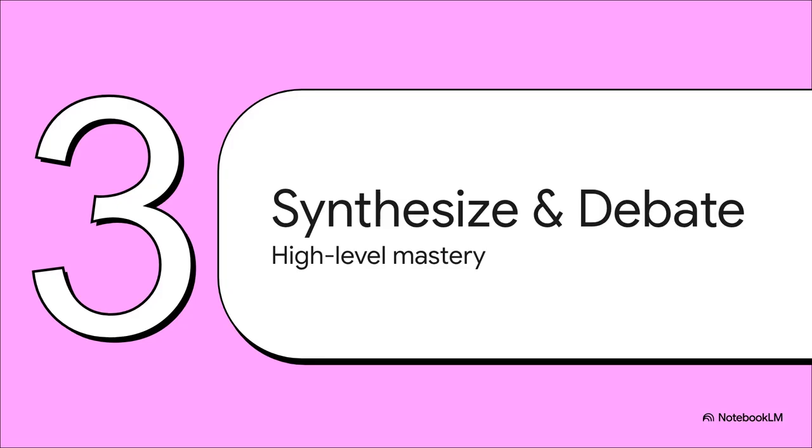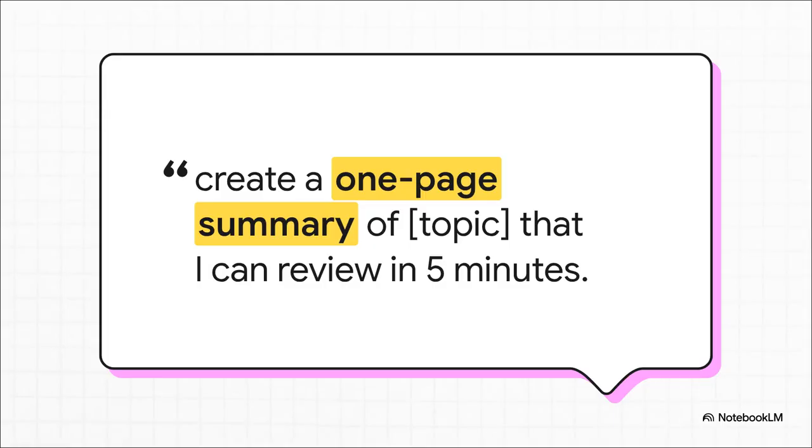Finally, Section 3, synthesizing and debating ideas. This is all about high-level mastery and quick review. Look, sometimes you do actually need a summary, but we refuse to ask for an average one anymore. Instead, you ask for a 1-page summary that you can review in 5 minutes. Notice the really strict constraints here. You demand key connections, common mistakes, and exactly 1 practical example for each major concept.